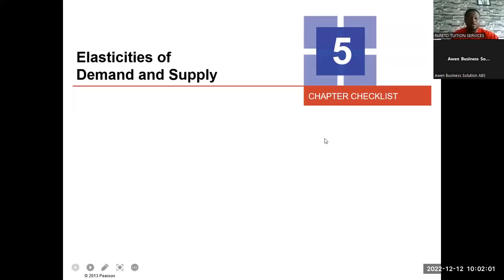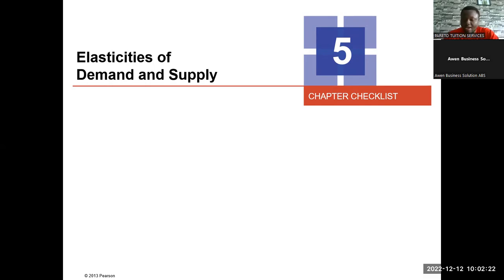All right, so today we continue with the elasticity of demand and supply. The last time we looked at what demand is, what supply is. Those are the market forces that determine price in any competitive market. So today we look at the elasticities of demand and supply.